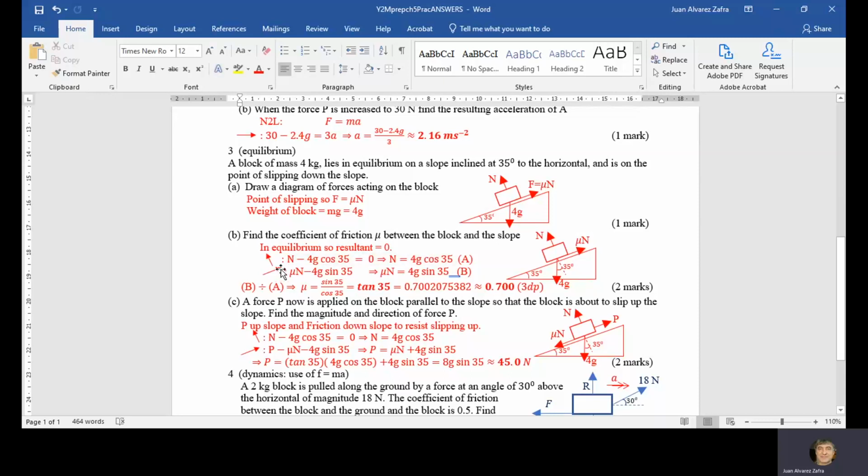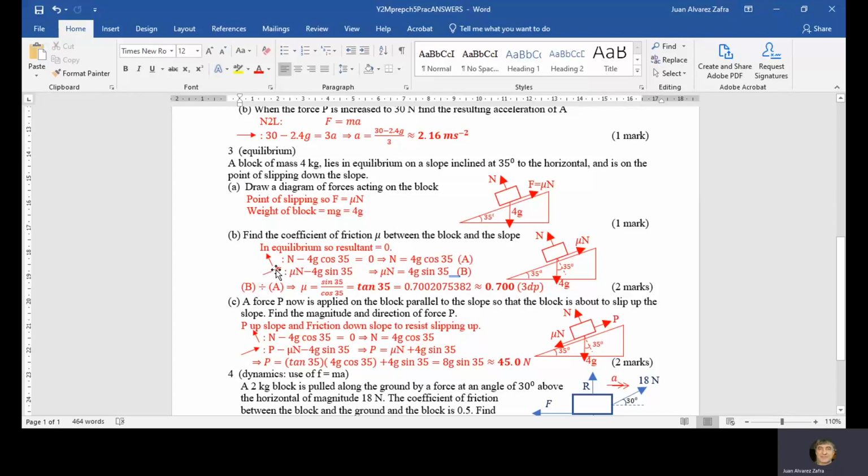Well, if we resolve perpendicular to the plane, we have N, and then the frictional force doesn't have a component perpendicular to the plane because it's at 90 degrees to it, but the weight does. And if we work out the component of the weight perpendicular to the slope, that angle here you need to be able to work out is 35 degrees. And so the component of the weight perpendicular to the slope is 4g cos 35, this line here. And so perpendicular to the slope, we have N minus 4g cos 35, and because it's in equilibrium, equals 0. So the normal contact force is 4g cos 35. That's the first bit of information.